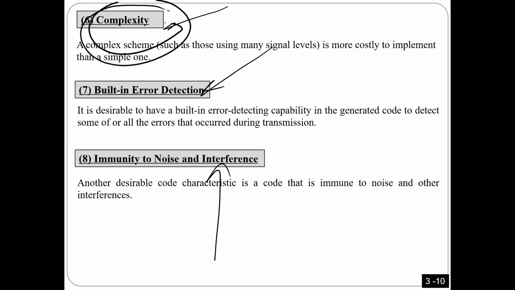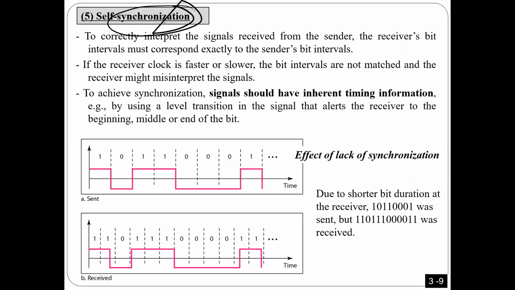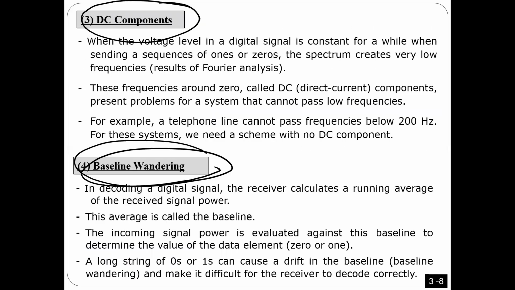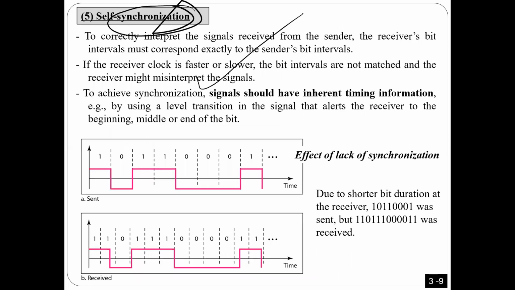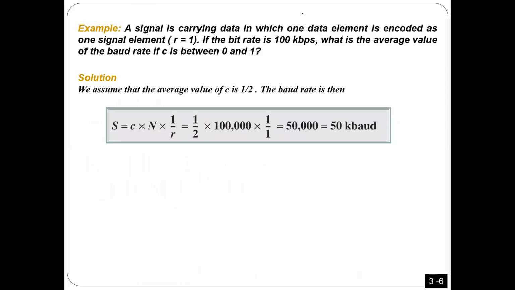So for example, if you wanna remove the DC component, because that's a problem, as I'm gonna explain right now, or you wanna have self-synchronization, you have to pay the price for it. Again, we wish we could do well in all of them, but that's impossible. You have to make some sacrifice.